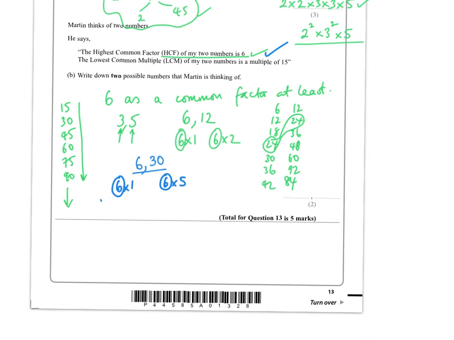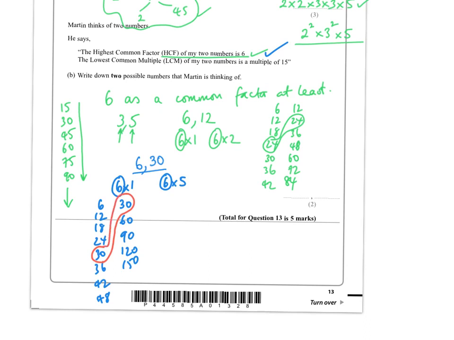And if we do the 6 times table, 6, 12, 18, 24, 30, 36, 42, 48, and so on, and the 30 times table, 30, 60, 90, 120, 150, then they've got nothing in common yet until, let's have a look, I can see one here, 30.